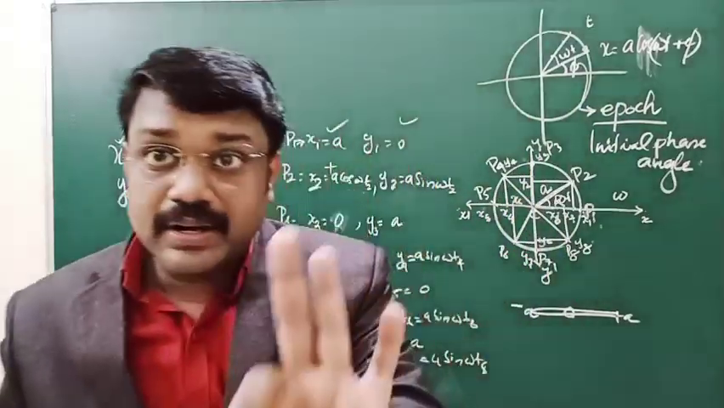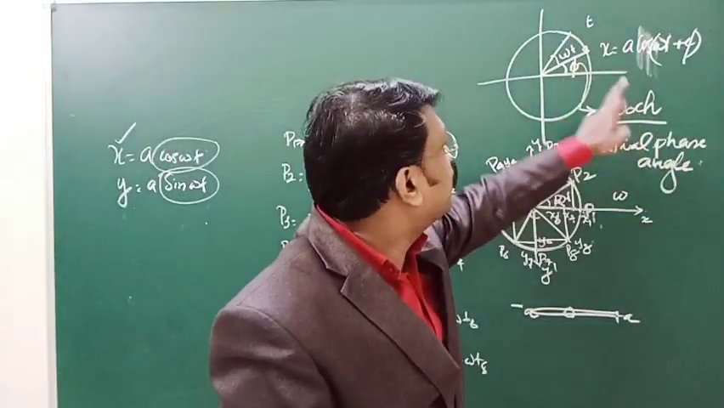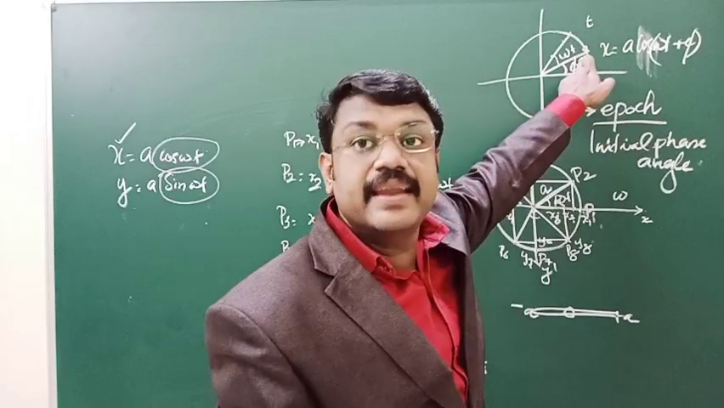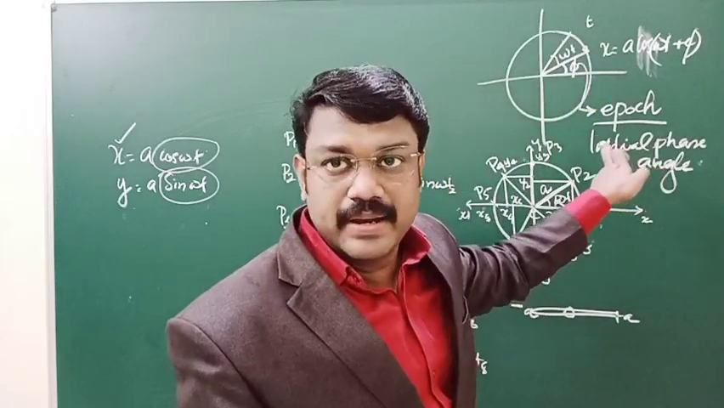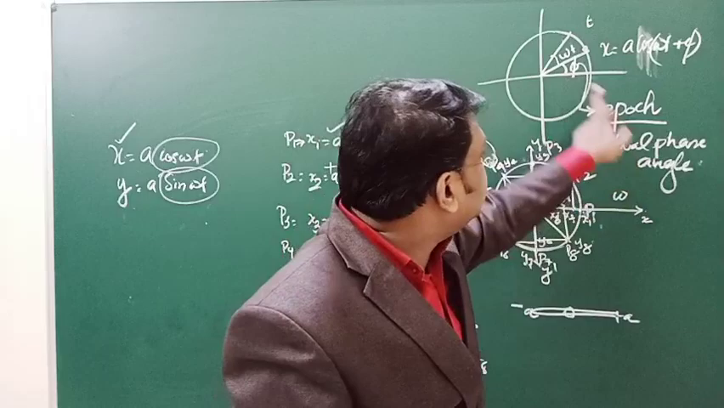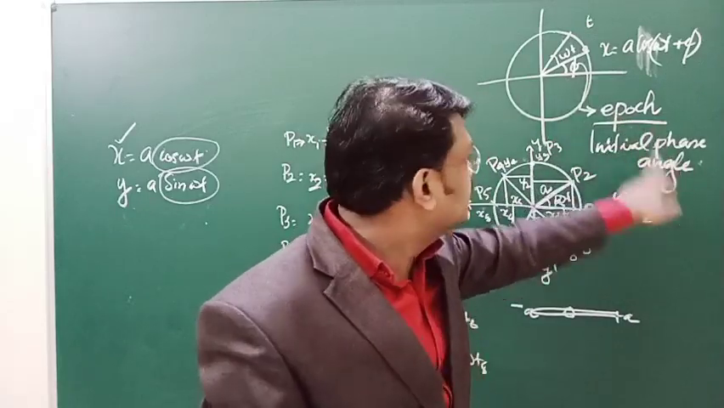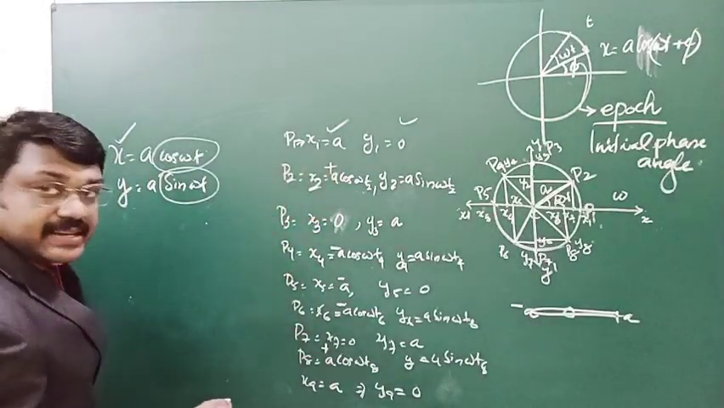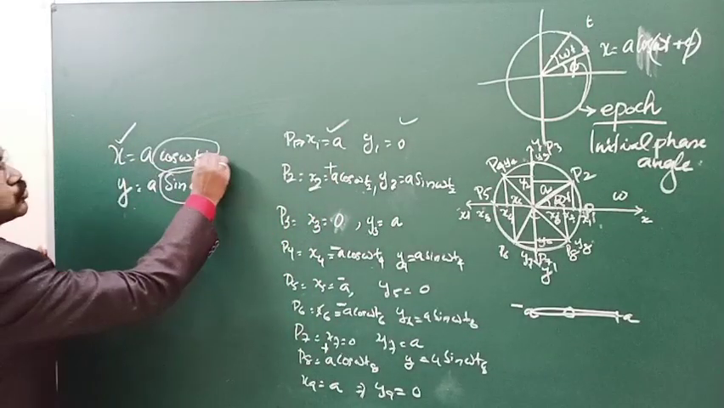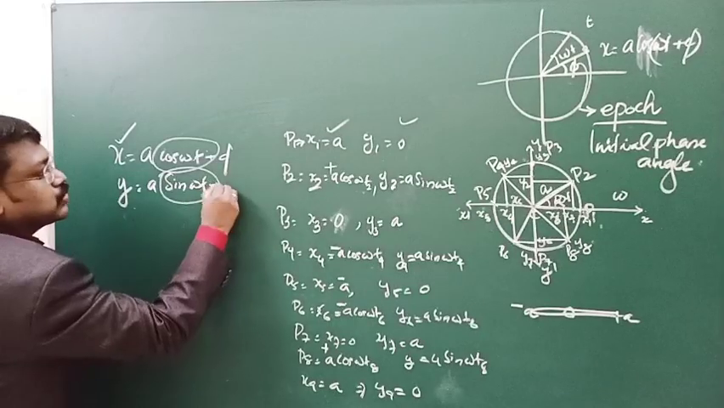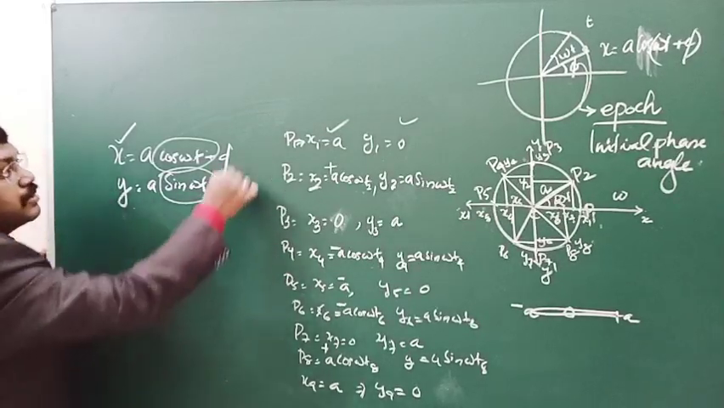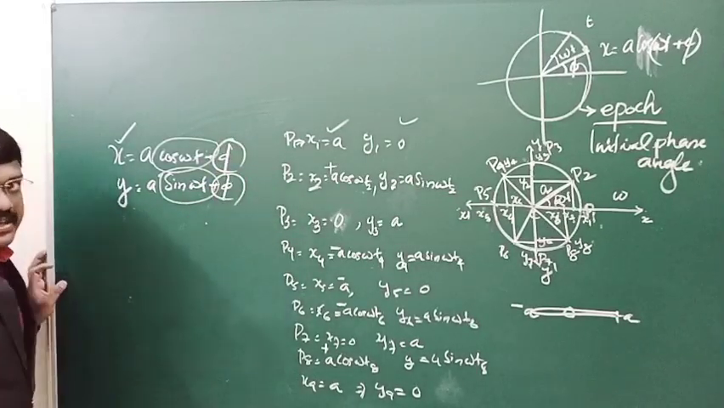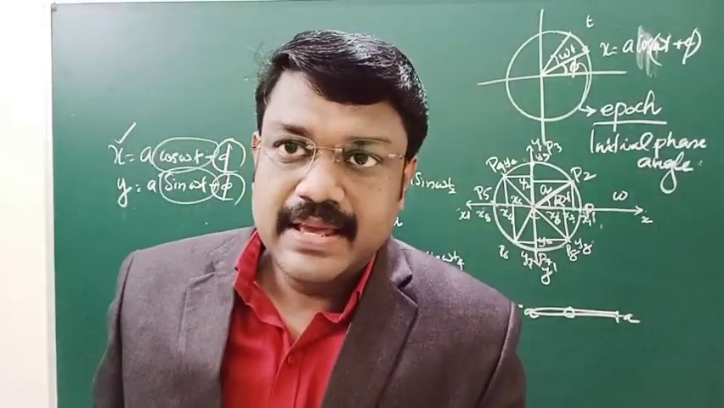In some particular movement, suppose it says that the particle has already made an angle phi, and only after that you started your observations. In that case, the epoch will be the initial phase angle, that is phi. In that sense, you can generalize: x is equal to a cos(omega t plus phi) and y is equal to a sin(omega t plus phi), where phi is the epoch, the initial phase. In most cases, phi will be 0.